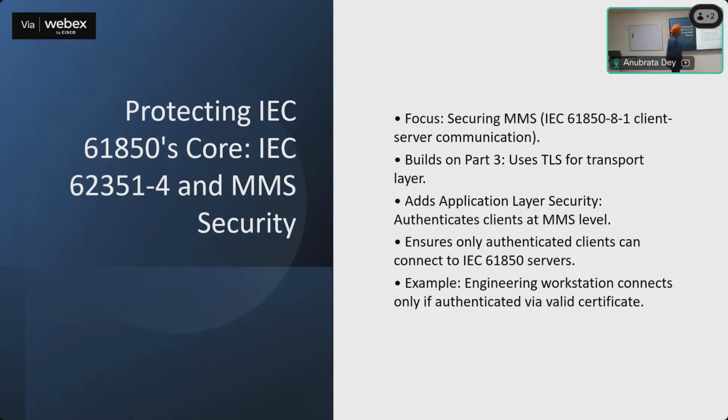And then there is part 4, which builds on part 3, okay. So it's securing the MMS client server communication, part 8 of IEC 61850. And again, this also uses TLS for transport layer, okay. And so at the MMS layer, it's going to authenticate the clients, the same TLS, okay. And once authenticated, then they can connect to the servers, basically, right?